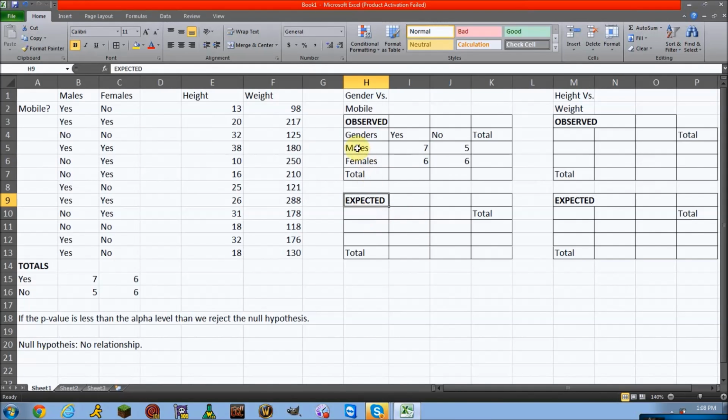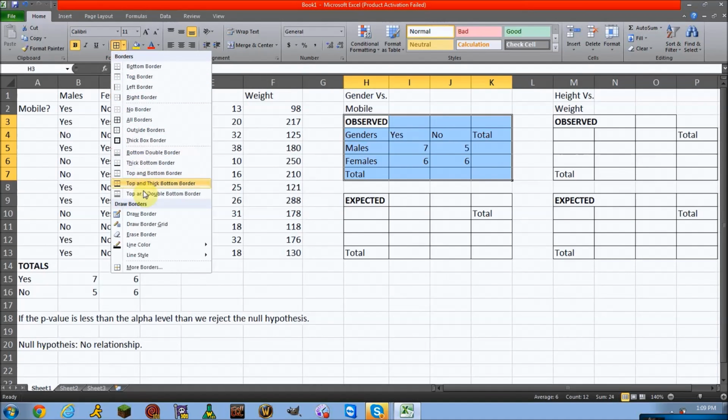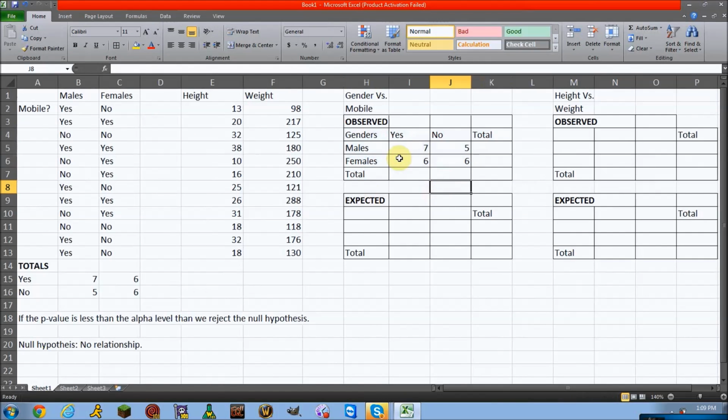Now, if you're wondering how I made these borders, these lines that separate the boxes, all you gotta do is highlight your section, click this box right here, and you can select from different kinds. I use this one, all borders. So now we have our data. How many males have phones? 7. As we can see here, males 7. How many males don't have phones? 5. How many females have phones? 6. 6 don't have. So now that we have our data in our table, we have to find the totals.